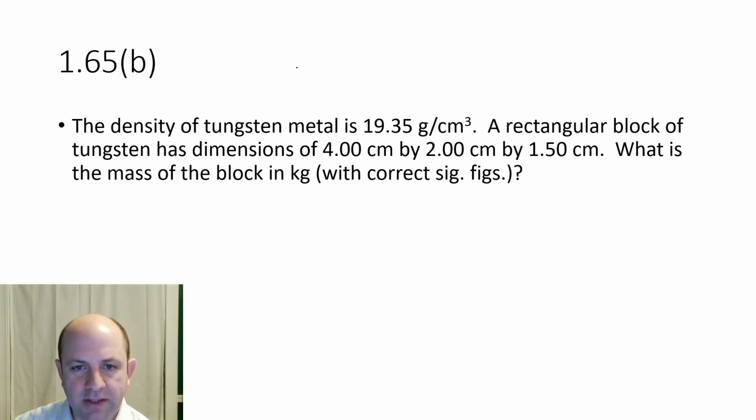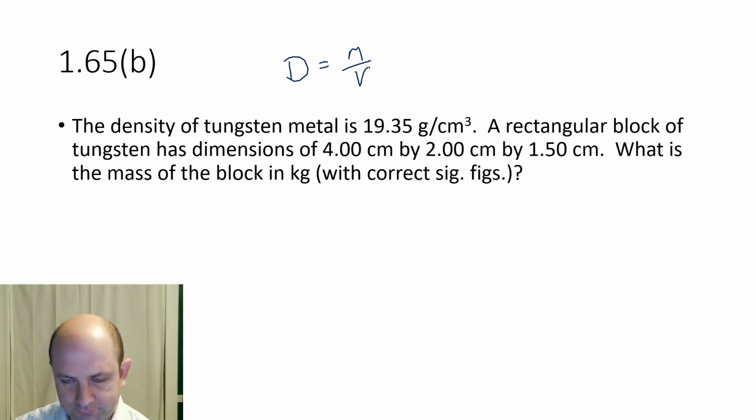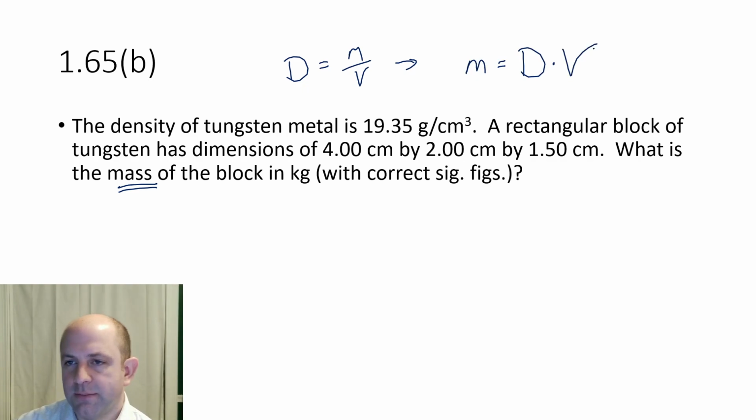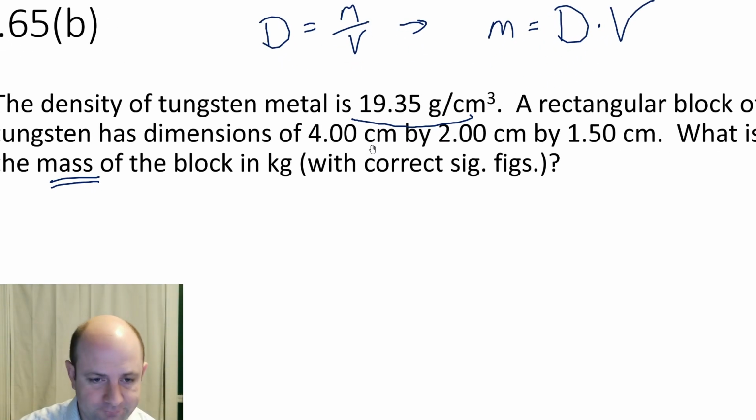And so we say, okay, well, density, that equation is that density is equal to mass divided by volume. But we want to solve for mass, right? It says what is the mass of the block. So we want to rearrange that to say that mass will equal the density times the volume. Okay, well, we have the density. It's given right here. But we need the volume, and that's what we don't have. That's what we got to figure out first.